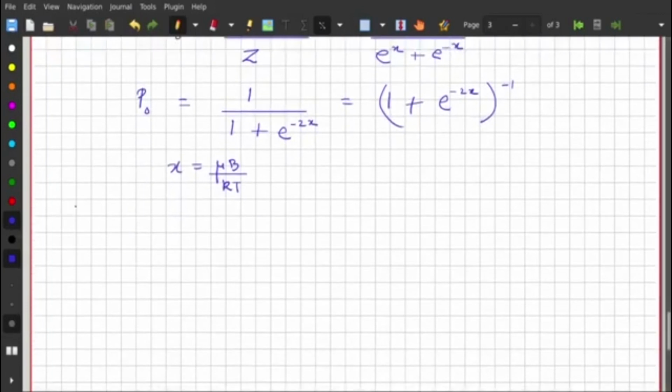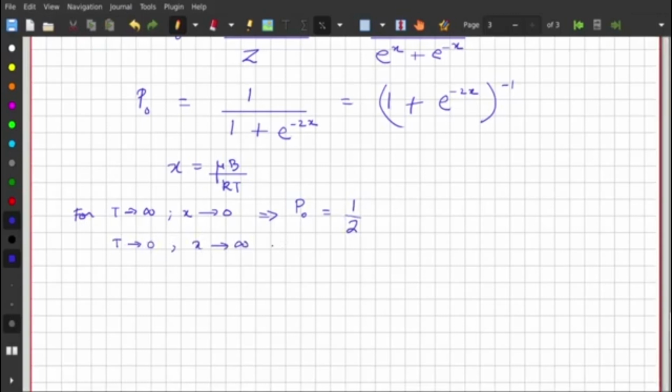Okay, so let's see. For, let's say, T tends to infinity, this means x tends to 0, and if x tends to 0, the exponential becomes 1 and P0 becomes half. And let's say for T tends to 0, x tends to infinity, and that implies e to the minus 2x becomes 0, so P0 becomes 1.